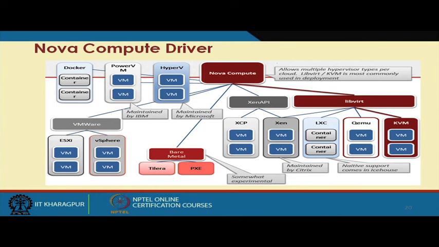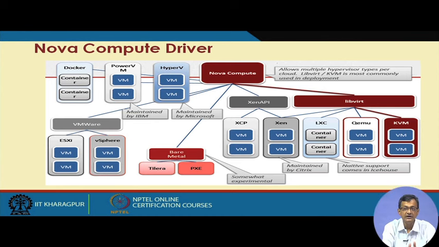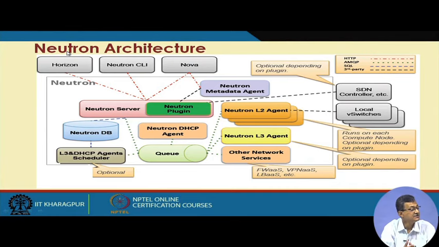And then we have individual components like the compute driver, which are expansions of these things. We are not going into detail on OpenStack here; those who are interested in particular things can refer to other resources. Similarly, we have the Neutron architecture, which is the networking architecture, and Neutron also has several components under it.